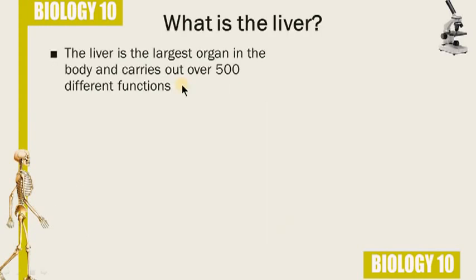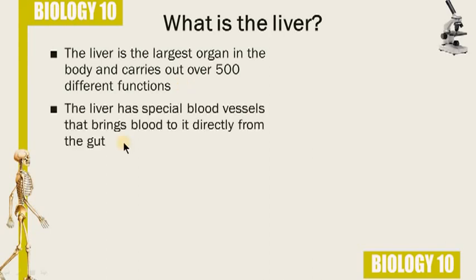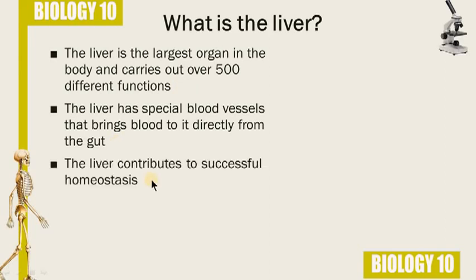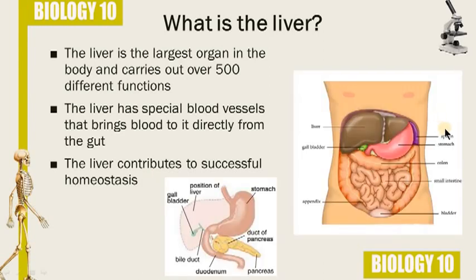What is the liver? It is the largest organ in the body, and it carries out over 500 functions. It has special blood vessels that bring blood to it directly from the gut. The liver helps to contribute to successful homeostasis. This is where the liver is located in the human body. It is tucked away slightly behind and to the left of the stomach.